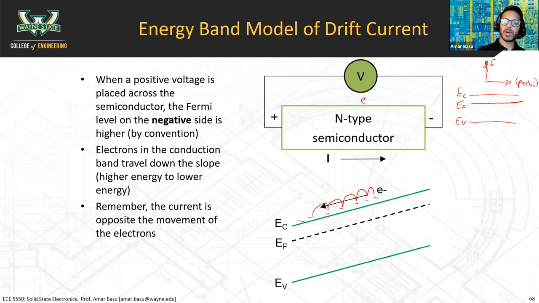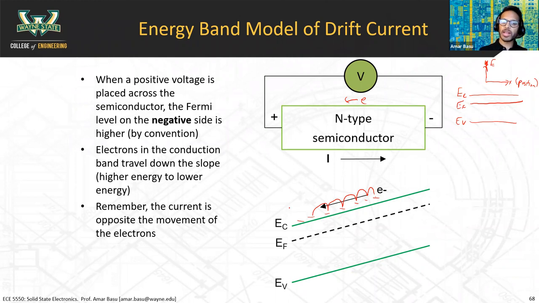So in the physical model, we say that the electron is moving opposite the electric field. And in the energy band model, we can say that the electron is actually just hopping to adjacent energy states that are slightly lower energy. And that's how it moves across the material.